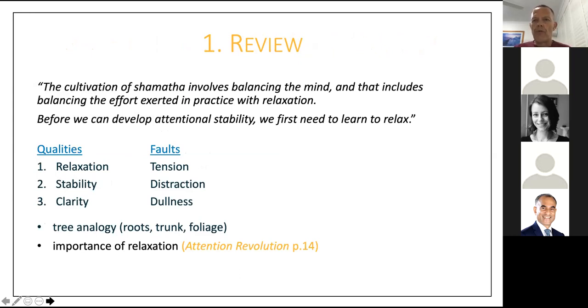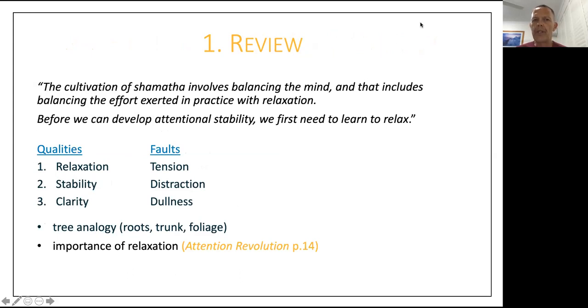So again, quoting from Attention Revolution from Alan Wallace, particularly this idea of relaxation. He says, the cultivation of shamatha involves balancing the mind. And that includes balancing the effort exerted in practice with relaxation. And before we can develop attentional stability, we first need to learn to relax.